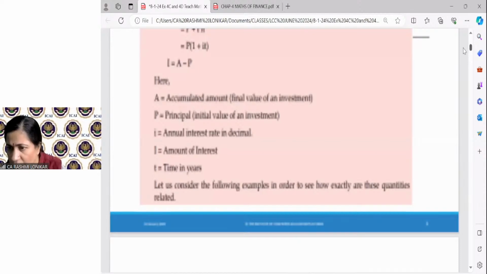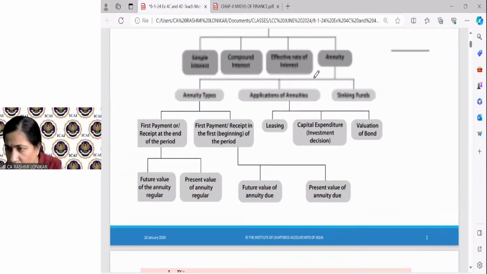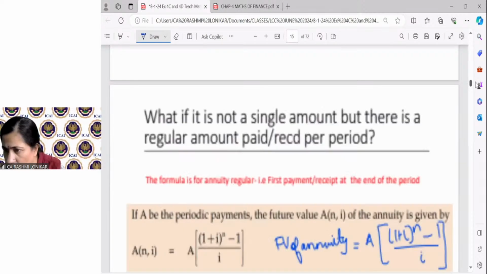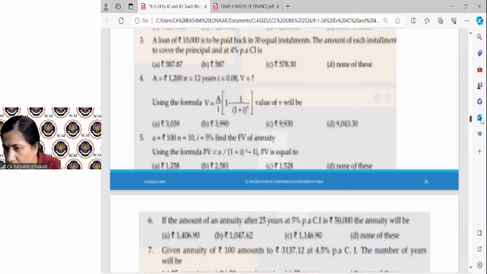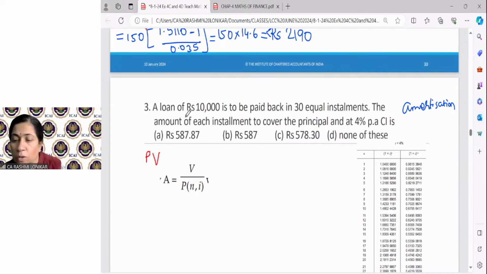So we take everything, all the topics are covered. Okay, so a loan of 10,000 is taken.